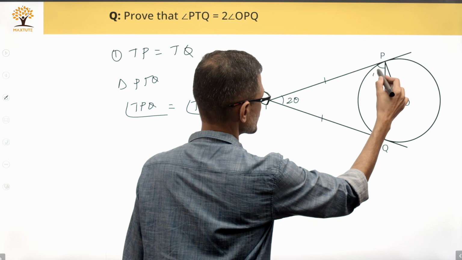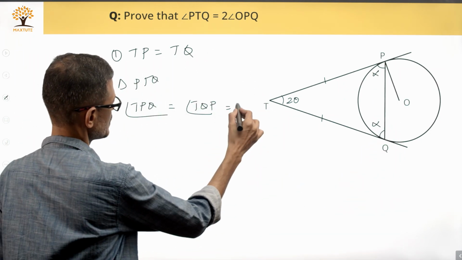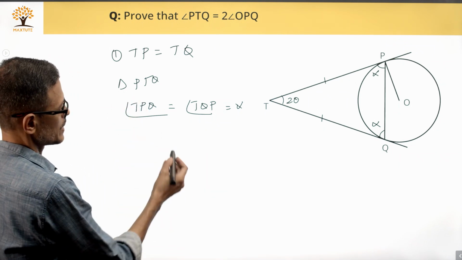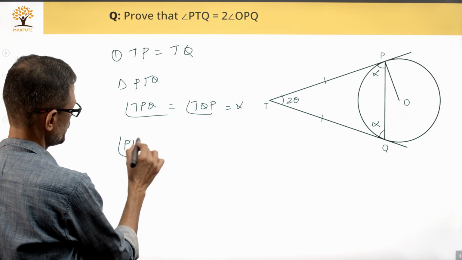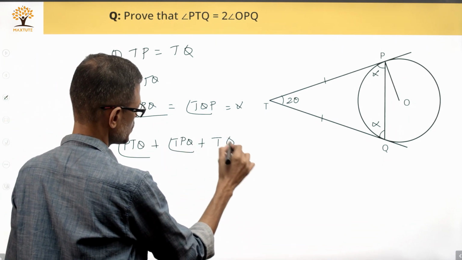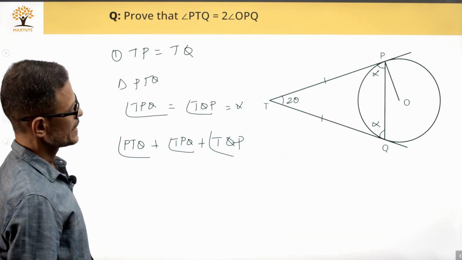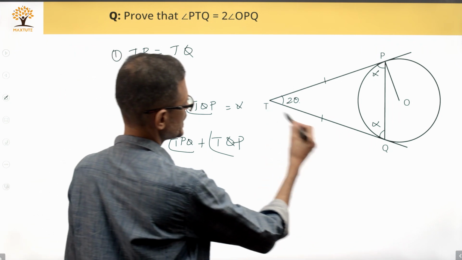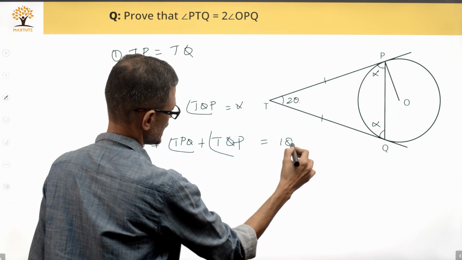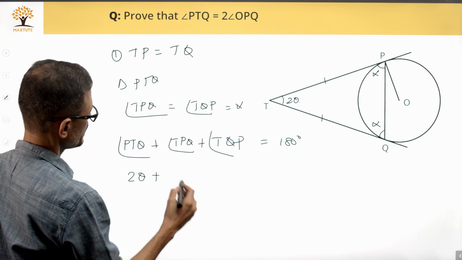We'll just give it a name for the moment to help us navigate through this. We'll say this is equal to alpha. So in triangle PTQ, the sum of the three interior angles is equal to 180 degrees, which is angle PTQ plus angle TPQ plus angle TQP, right? All of these three angles: angle TQP, angle TPQ and angle PTQ is equal to 180 degrees. PTQ is equal to 2 theta. Each of TPQ and TQP are alpha each.